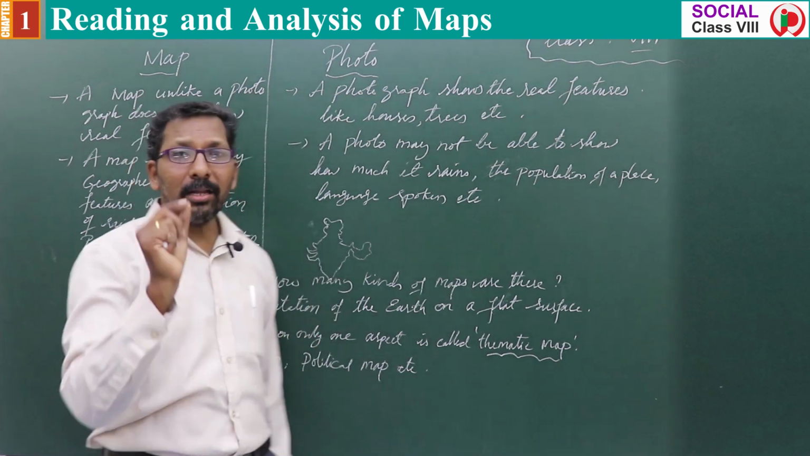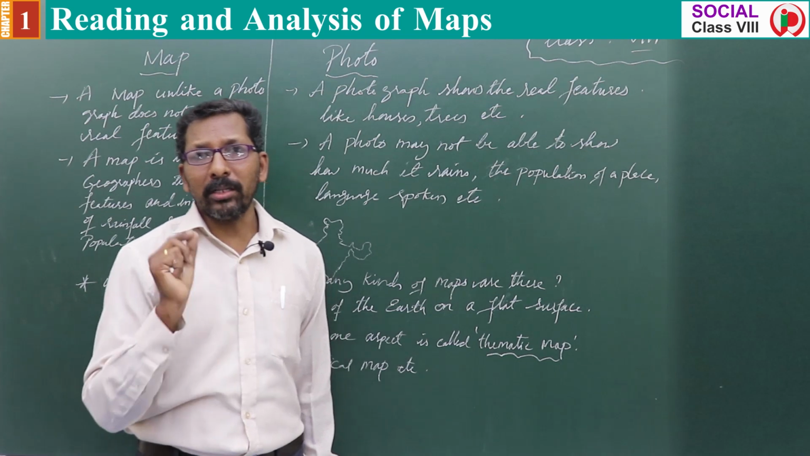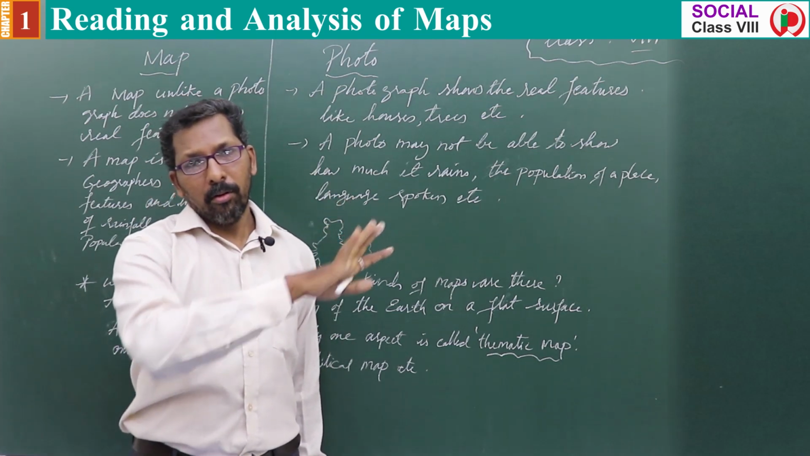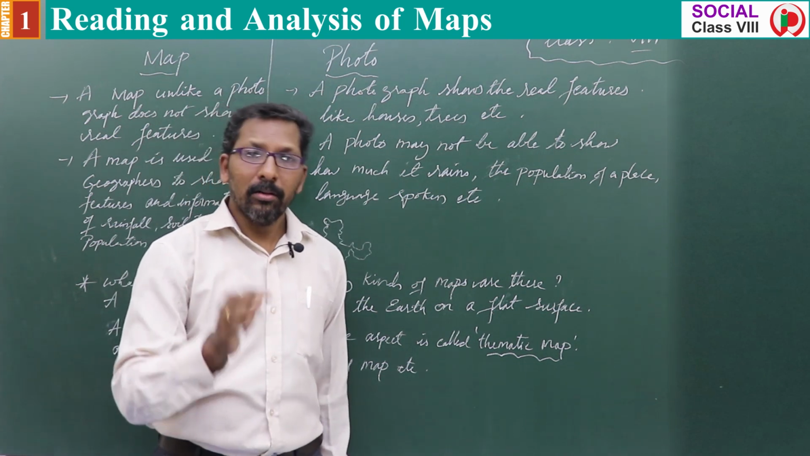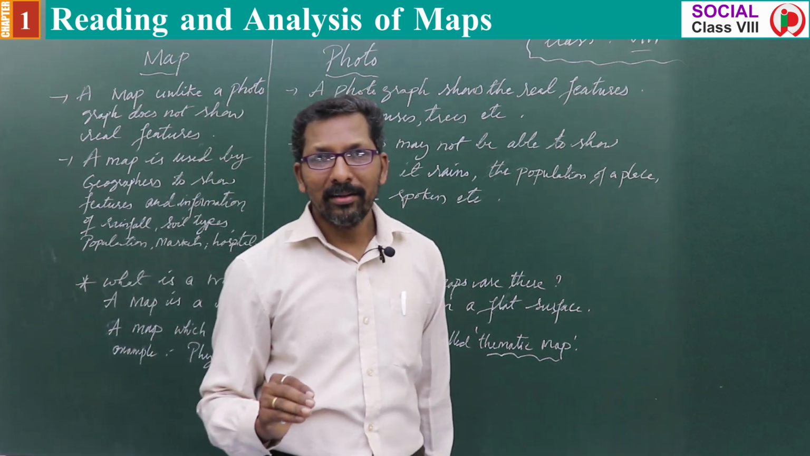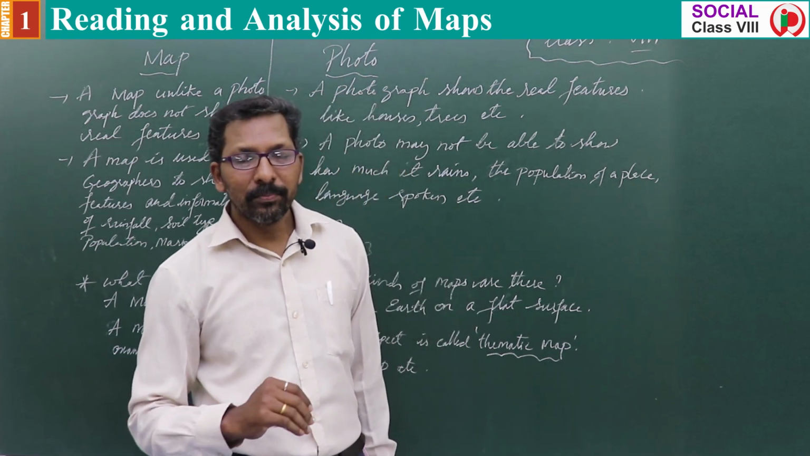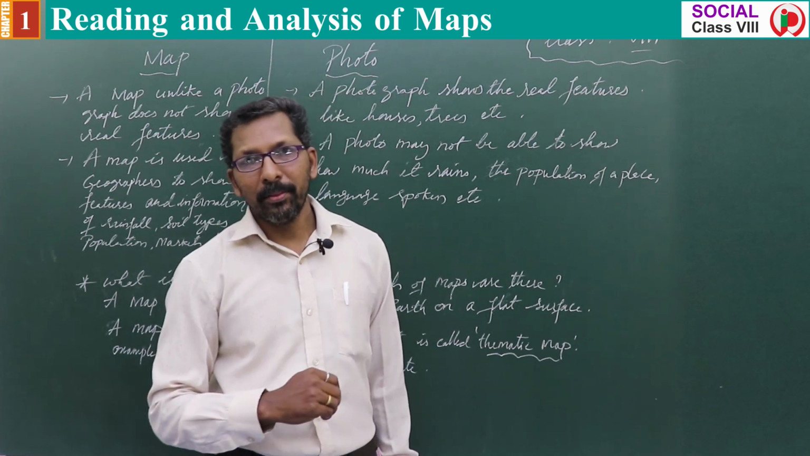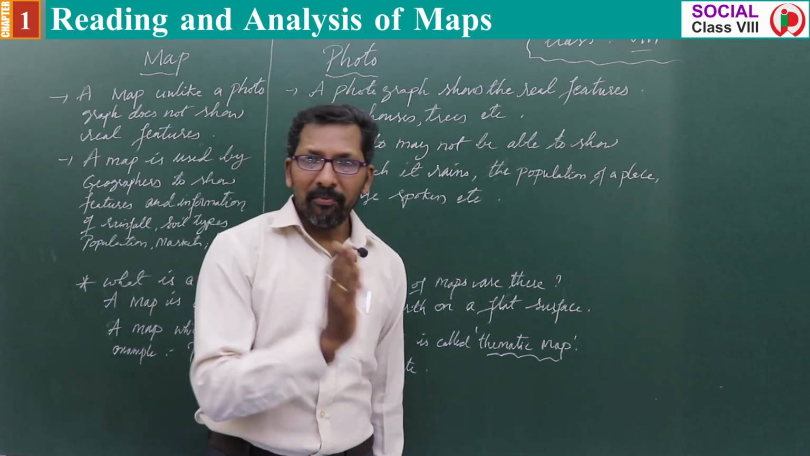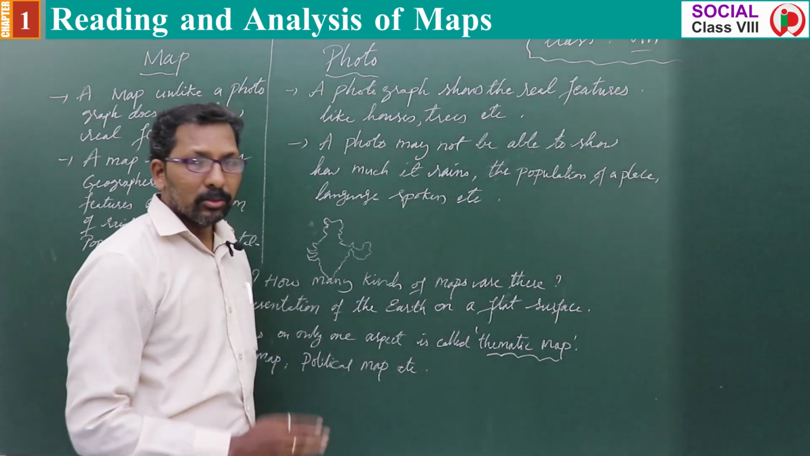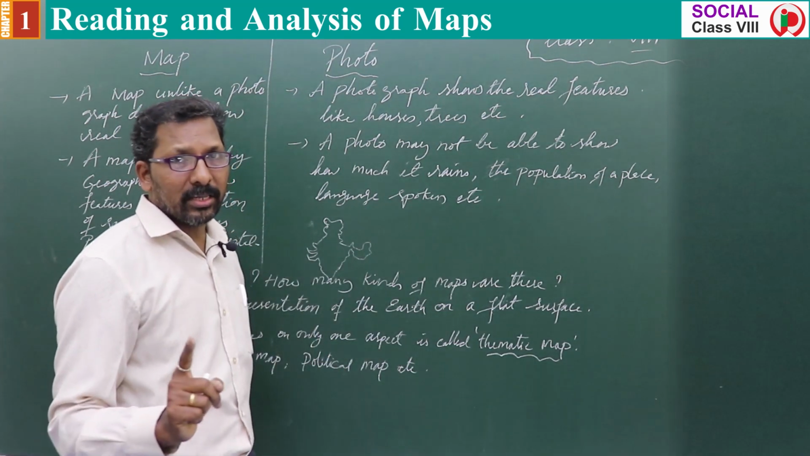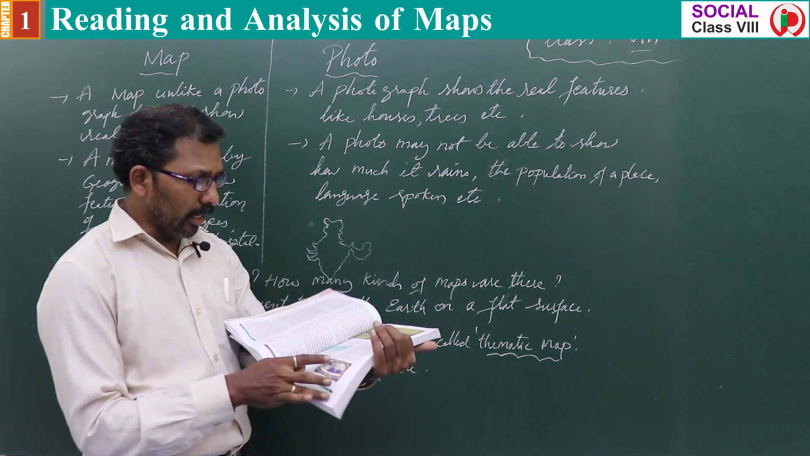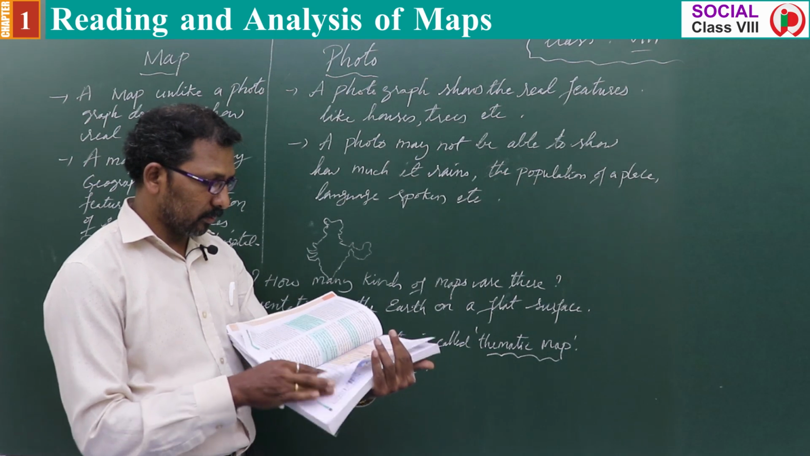Then the political map. Now what does this political map show? It shows all the continents of the world, countries of the world, states. We have a state map, we have a district map, we have a village map, right? So there are different political maps. There is only one aspect here, that is the political map.